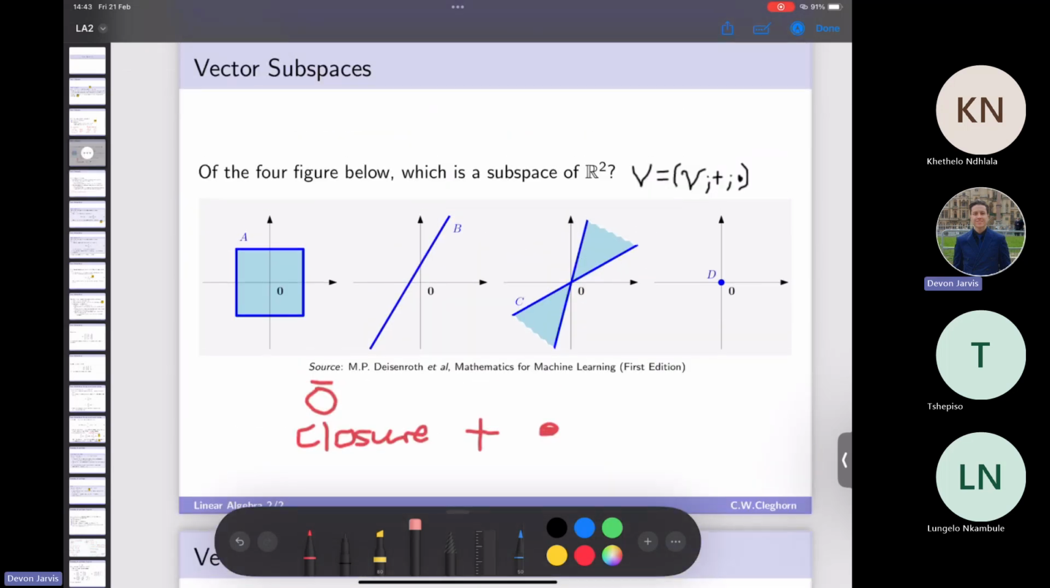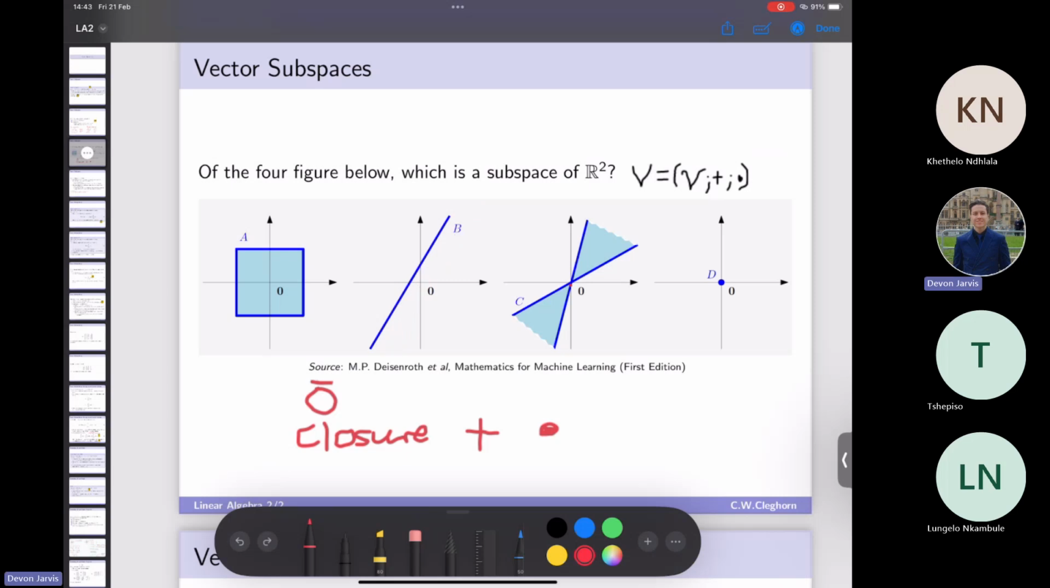So the reason B is not a vector subspace of R2 is because it doesn't contain the 0 element. If it did, like if this was shifted down here, it would be a vector subspace. That would be correct. But it's missing 0.